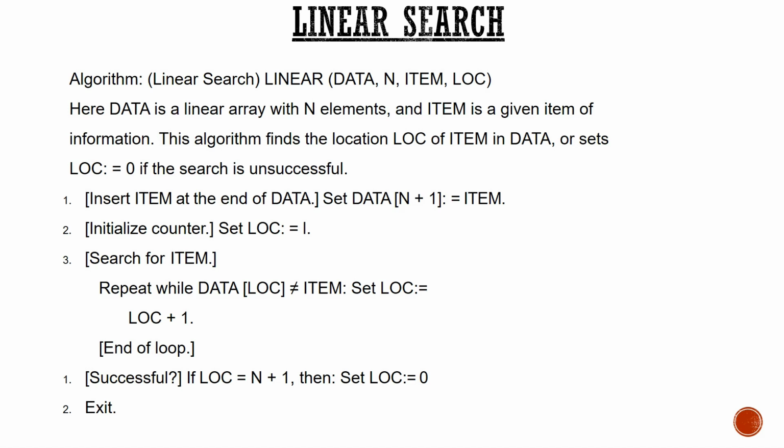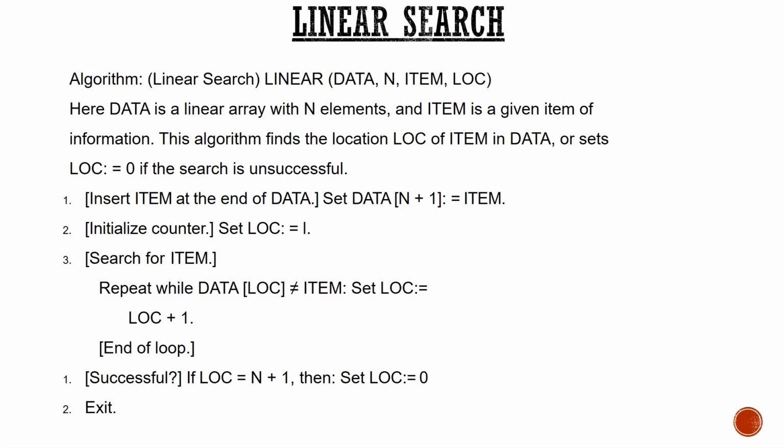So how long do I need to repeat this? Till the element at the location matches the item, this will be repeated. Then next, each time the location is incremented by 1. Then at the end, I will check the location value. If it is n plus 1, it means the element was not there in my list. It was out of my list, at the position which I have inserted over here, n plus 1. In that case, I will set that location counter as 0, meaning no match is found. If not, I will go to that location, where the element is present.